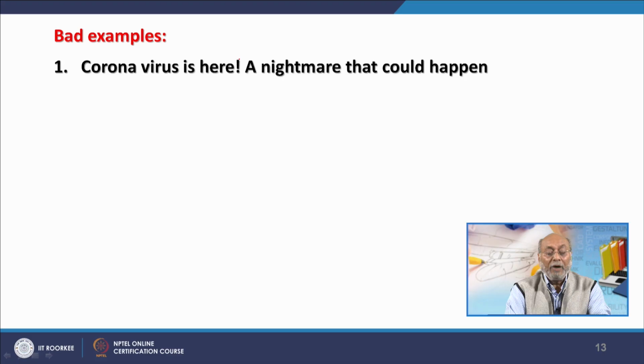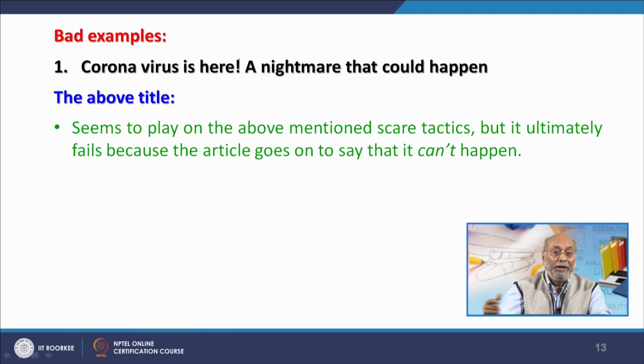That is the showcase. Now, let me also bring some bad examples, like "Coronavirus is here, a nightmare that could happen." See, this is a pessimistic kind of headline, and people already had a very tough time, and if you put this, it is a bad example. So, the title has to be in a manner that people also feel good about it and are inclined to read it.